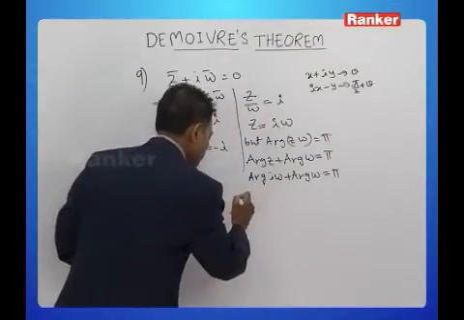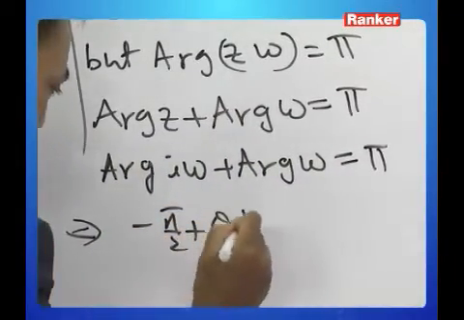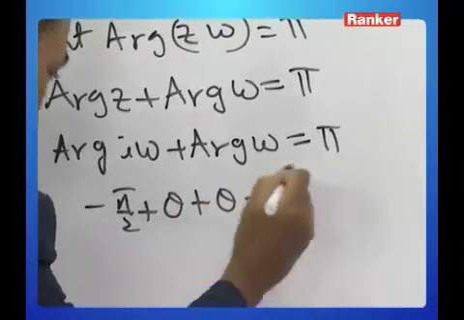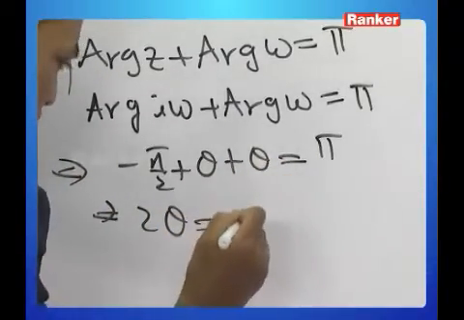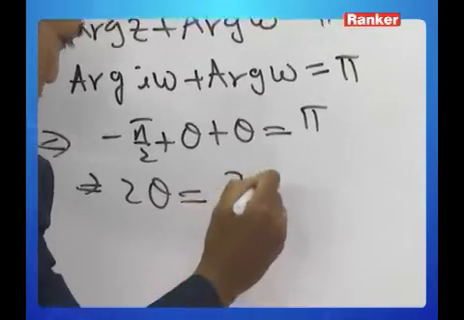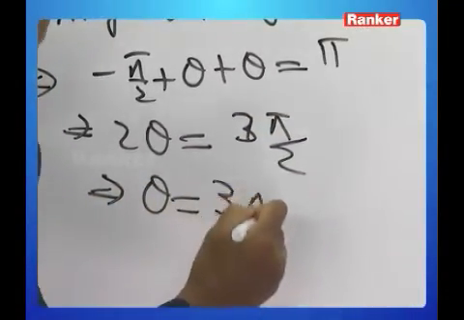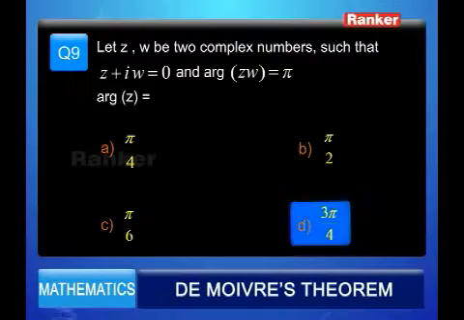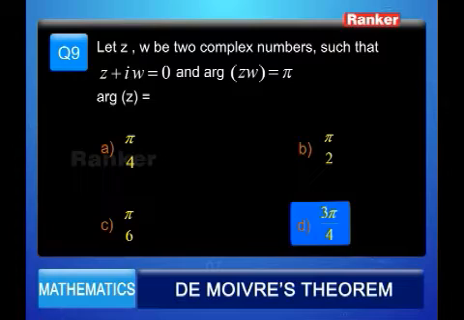Let us write pi by 2 plus theta plus theta is equal to pi. So, 2 theta is equal to how much? pi by 2, and theta becomes pi by 4. So, the right answer is pi by 4 and the right option is the first one.